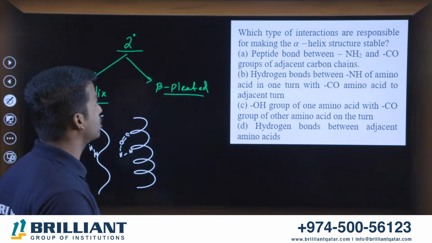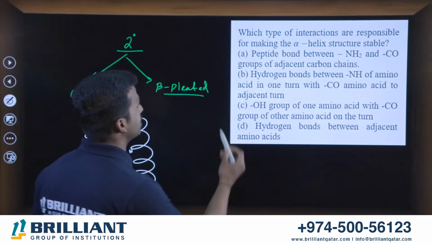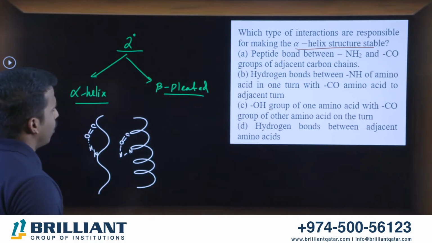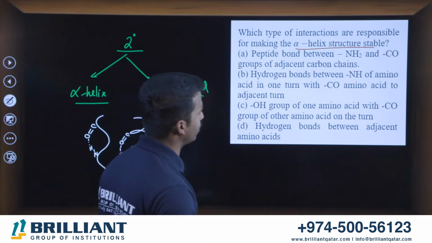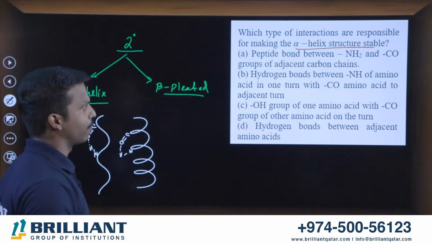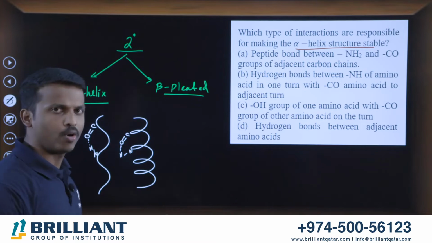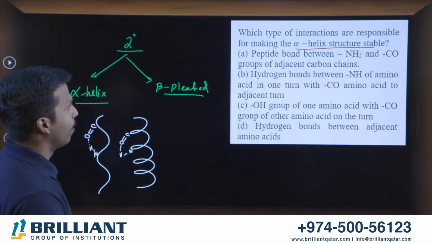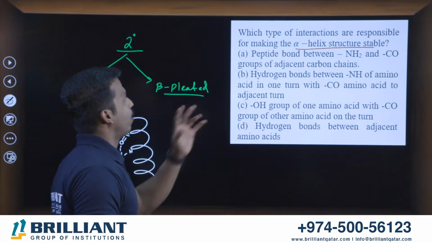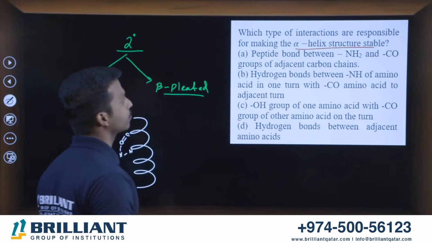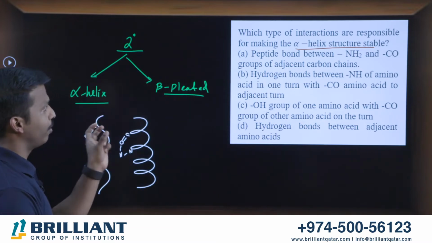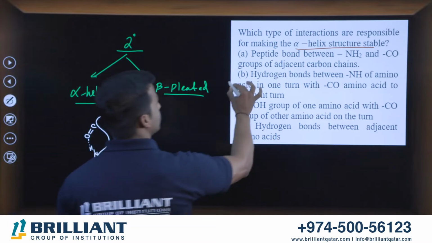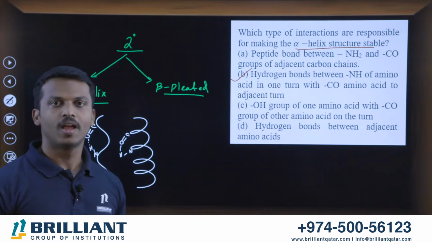So the alpha helix structure is stable due to which type of interaction? Option A, peptide bond between NH2 and CO group of adjacent chain. Peptide bond is there in the long protein chain. All protein chains contain peptide bonds, but that is not what makes it stabilized. Hydrogen bond between NH of amino acid in one turn with CO of the adjacent amino acid. Yeah, that is making the alpha helix structure more stable.